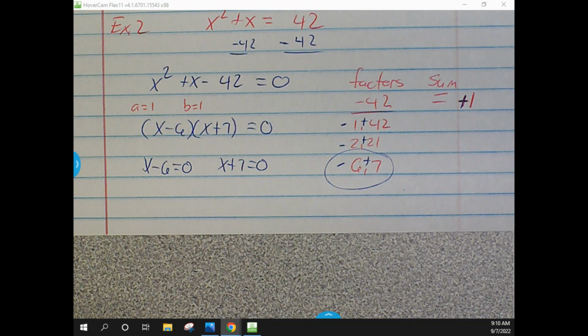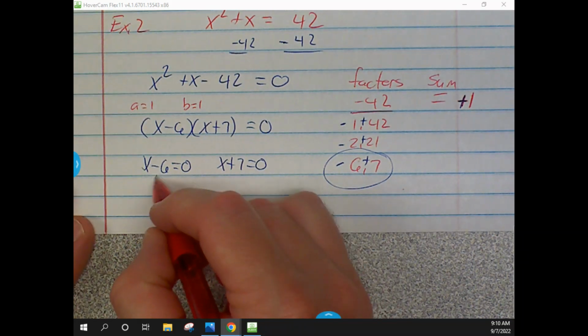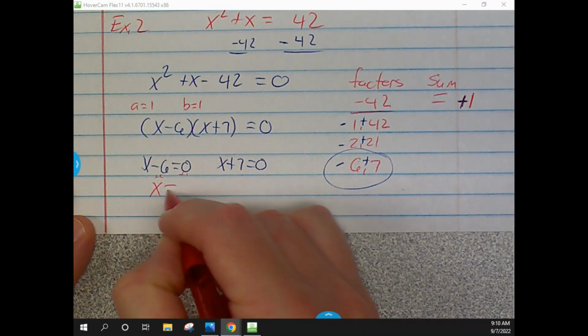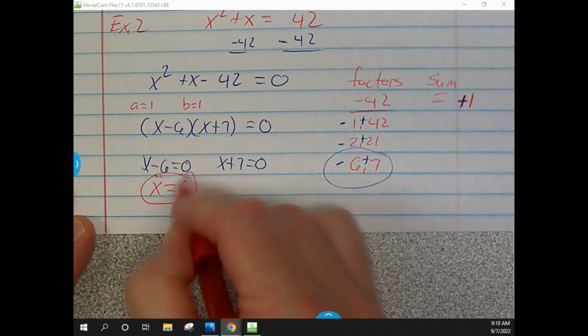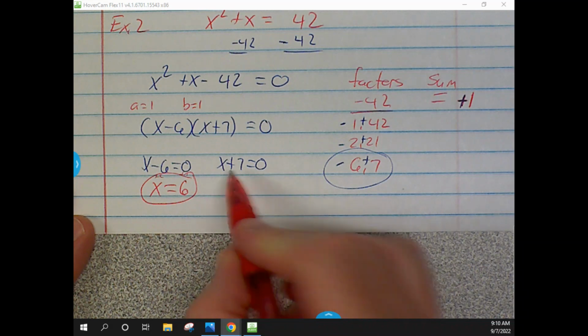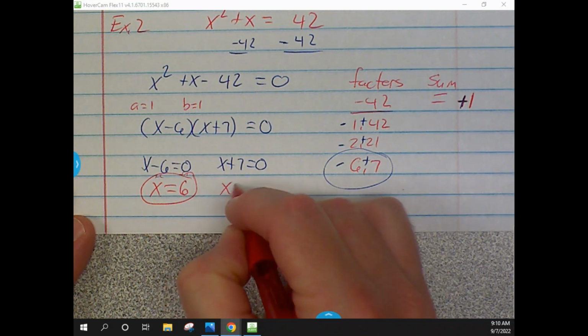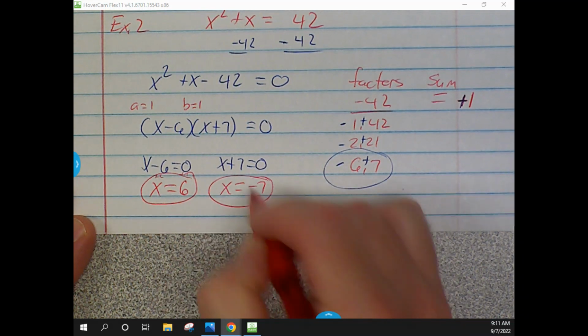Now, honestly, if it's this short of a problem, you don't have to show your work, because if it's x minus 6, you know you're going to just do plus 6 on both sides. So we know x would equal positive 6. If it's x plus 7, you know you're going to subtract 7 on both sides. So then x would equal negative 7.